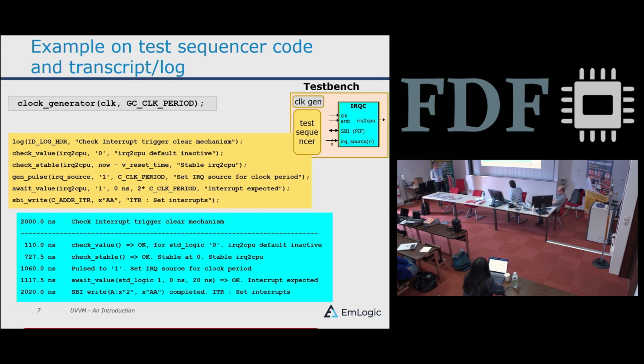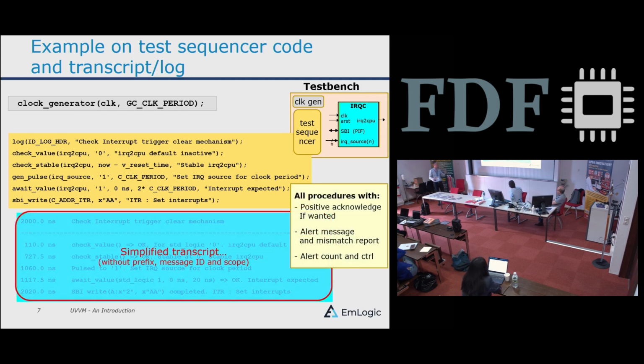But I also want to show that a normal part of this would also be to do BFM accesses, to access the interfaces with bus functional models. So in this case, we do an SPI write. SPI, remember, was this simple bus interface. So writing AA to the register ITR, interrupt trigger register, inside that module. And then you also get a message saying you did that. So this is a simplified transcript. We have a prefix, message ID, and scope that could also be shown here, but you wouldn't see it in the back row.